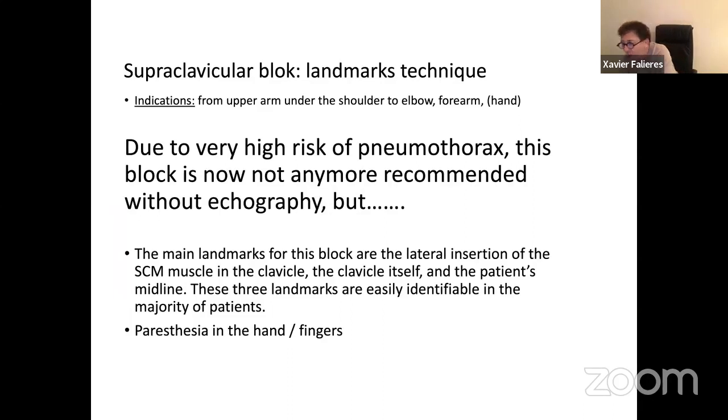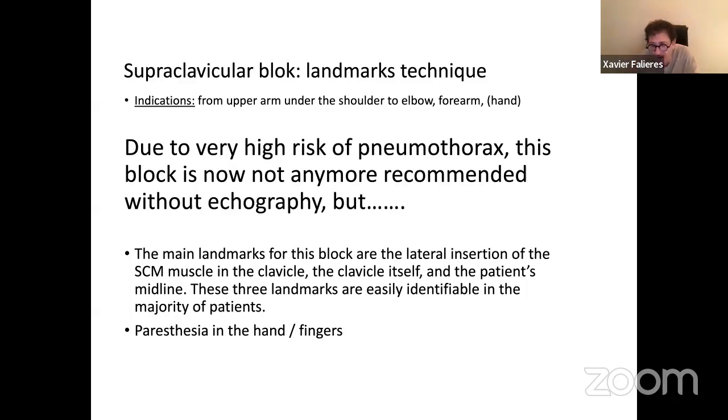Then you have the very well-known, in Myanmar, supraclavicular block. The people of my generation in Myanmar, and some younger anesthetists, but not too young, know precisely how to give a supraclavicular block with an intramuscular needle. Indication: upper arm, sometimes shoulder, and elbow, forearm and hand. Eventually, it will give you a good block. It has always been said, due to the very high risk of pneumothorax, this block is now not recommended anymore without echography, but it's a very useful block.